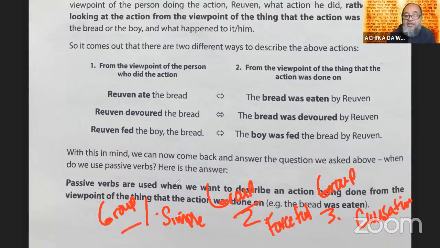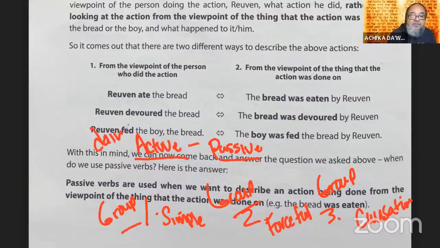Now they're telling you that group number one can be done two different ways. One is active, which is you're doing the action on something, okay? Or passive. That's what your study is today. Meaning that the action is being done from the viewpoint of the thing that the action is being done on. So one is doing it, and the other one is the one who has received the action, okay? That's what you need to remember, active and passive.